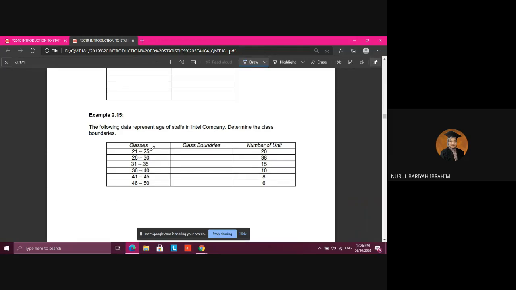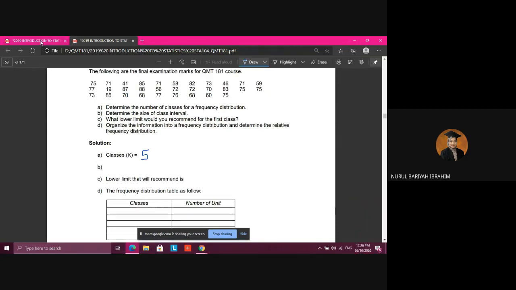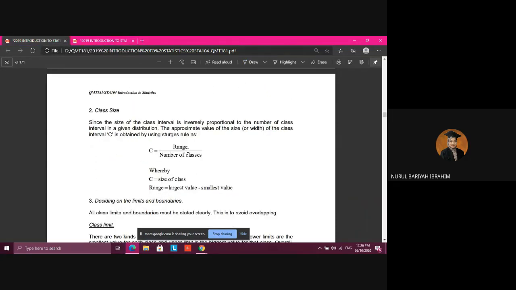So the class size tadi adalah ini. Class size di antara 21 until 25, berapa dia punya class size? It will be 21, 22, 23, 24, 25. So it is 5 values. Right, so the class size kat sini adalah 5. Okay. So how to find the class size? The formula is range divide dengan number of classes. Number of classes tadi nilai K. Range, how to find range? Largest value minus dengan smallest value, divide dengan number of classes.